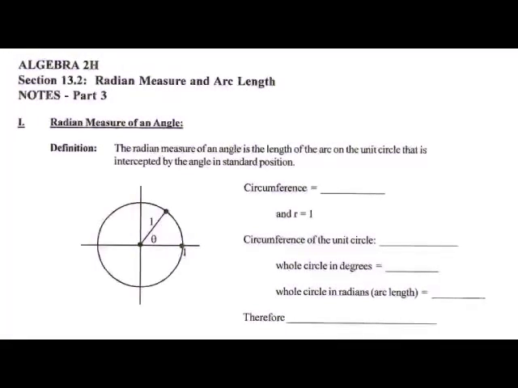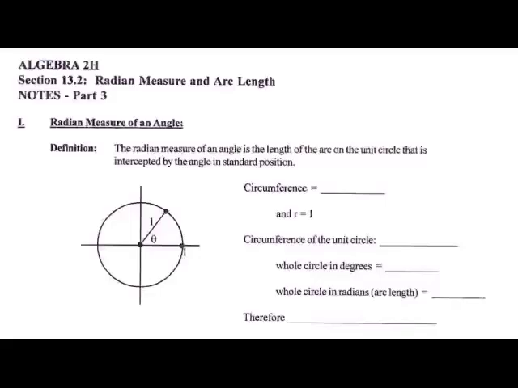These are the notes for lesson 13.2, part 3, radian measure and arc length. So when we did our unit circle activity, we talked about one last thing that we were going to add to the unit circle, and that's radian measures. The definition of a radian measure of an angle is the length of the arc on the unit circle that is intercepted by the angle in standard position.